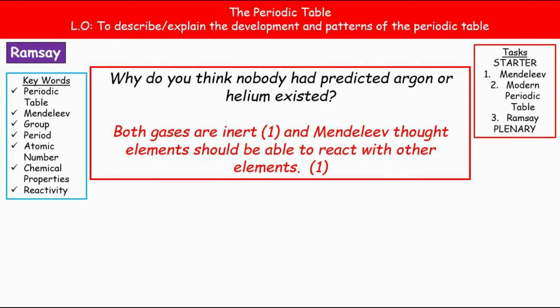And what we already knew from the way that Mendeleev had structured his periodic table based on the reactions, he thought that elements should be able to react with other elements. And we know that those elements in group 0 aren't reactive. They don't really react with anything. So therefore, he didn't think that they existed because they didn't carry out these reactions. So the reason nobody predicted they existed was because the gases are inert, and they thought that elements should be able to react with other elements.